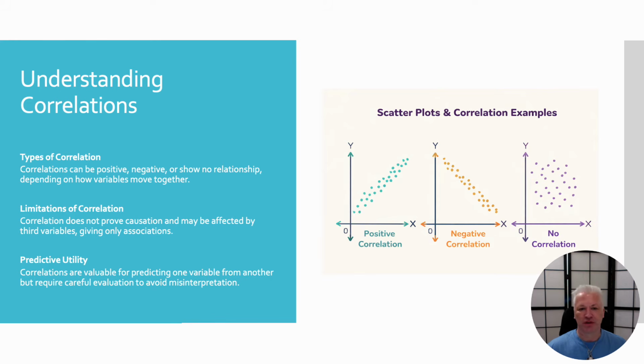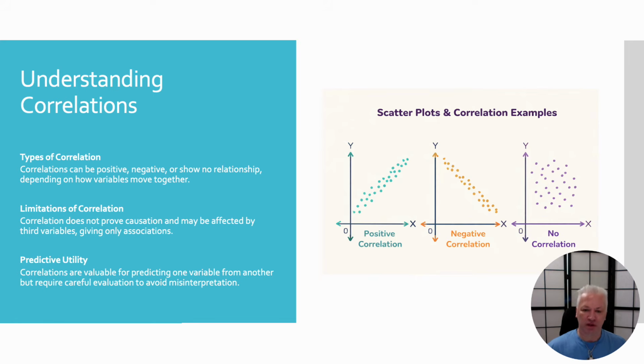So you can have a positive correlation. As one variable increases, the other variable increases. So for example, as the number of hours revised increases, exam scores go up. You can have a negative correlation. As one variable increases, the other variable decreases. So for example, as stress levels increase, sleep duration decreases. Or you can have a zero correlation, where there's just no relationship between the variables. So for example, shoe size and intelligence.